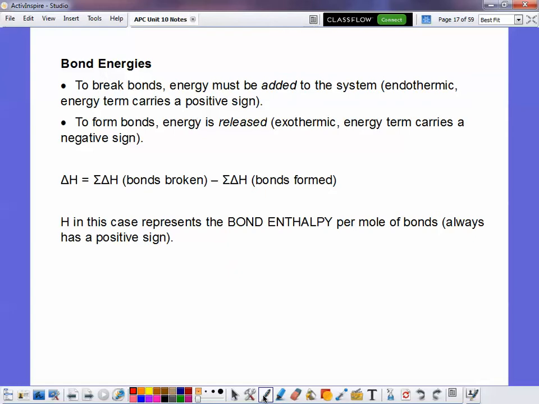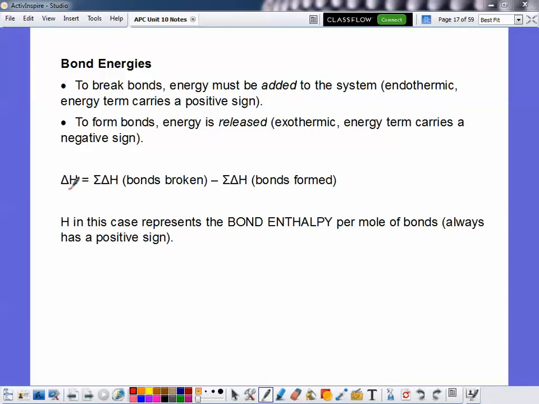This is very straightforward. With bond energy, in order to break a bond, you have to put energy in. Typically, when bonds form, they release energy. So overall, energy has to be added in order to break bonds, so it is endothermic. When you form bonds, energy is released, it's exothermic.